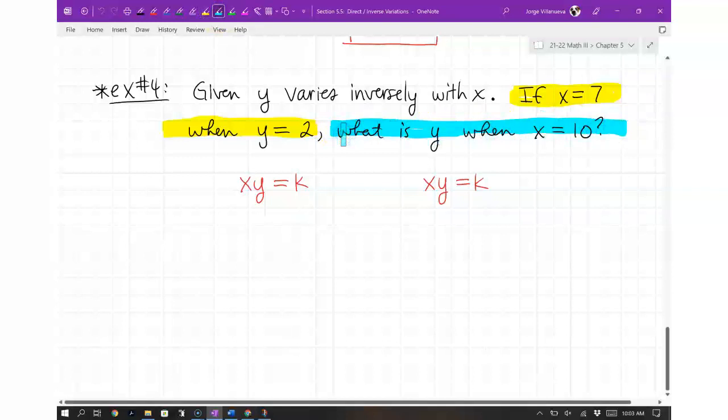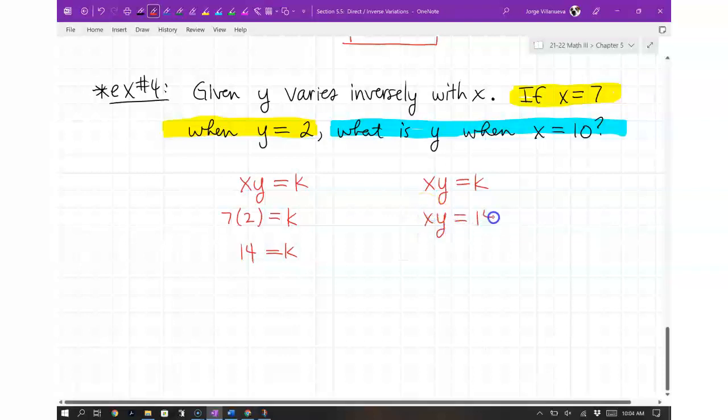All right? So, what did they say on the yellow one? They say if x is 7 when y equals 2. So let me plug it in. X is 7, y is 2. So what's my k value? 14. Okay, great. Now, get that information and plug it into the other equation.